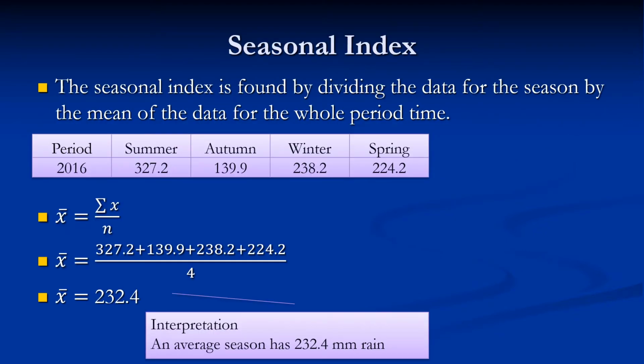So what do we see here? We see, first of all, something called a seasonal index. And a seasonal index is just found by dividing the data for the season by the mean of the data for the whole period of the time.